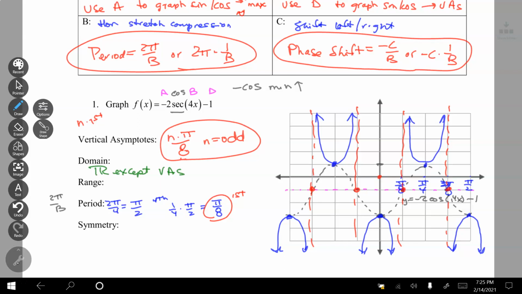Now when I want to do my range, I'll do that in pink. I have a lower, negative infinity to negative 3, in union with the upper is from 1 to infinity. In symmetry, I could fold it over the y-axis, so this has even symmetry. So that is the graph of this negative 2 secant 4x minus 1.